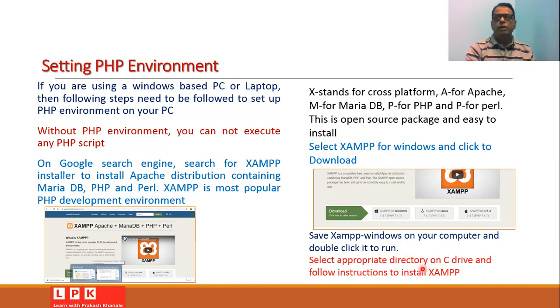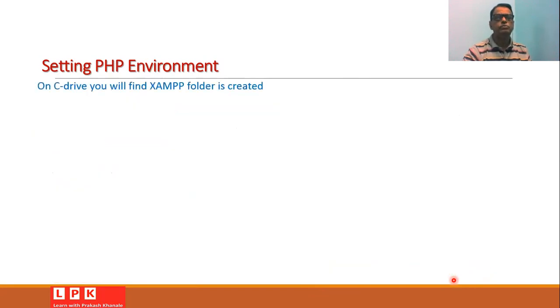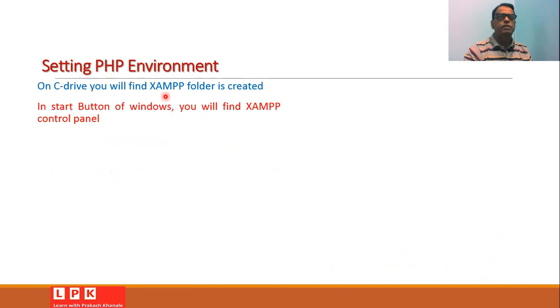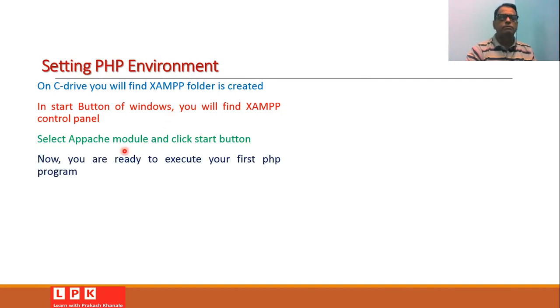Then you have to select the appropriate directory on the C drive, and follow the instructions in order to install XAMPP. On the C drive, you will find that the XAMPP folder is created, and in the Windows start button, you will find the XAMPP control panel available. Now you have to select the Apache module and click on the start button. Now you are ready to execute your first PHP program.